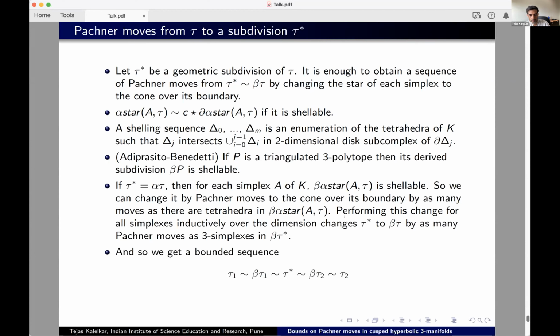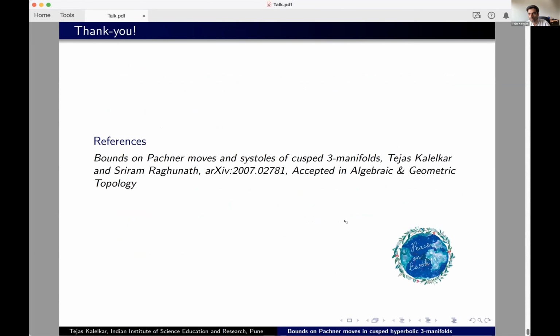Okay, so to wrap it up, to go from tau 1 to tau 2, I first get this common subdivision tau star, and I get a control on the number of simplexes in tau star. And then to go from tau 1 to tau star or from tau 2 to tau star, this common subdivision, I use this idea of shellability and this result of Adiprasito and Benedetti, which ensures that convex polytopes over here do become shellable. And therefore, I have a control on the number of Pachner moves needed to go from tau 1 to tau 2. Stop over here. Thank you.